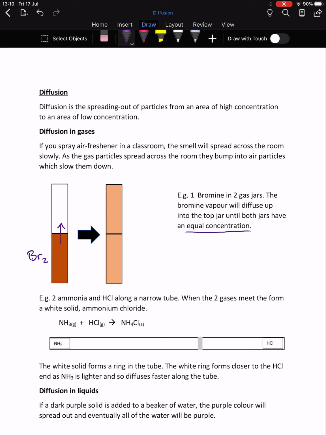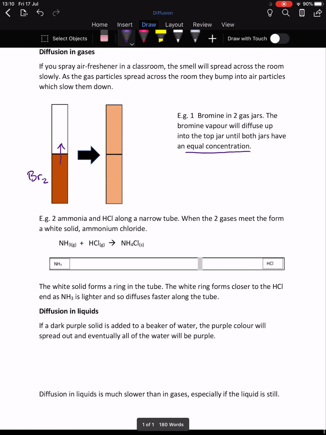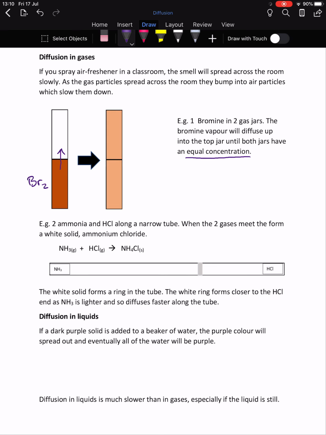Another example is ammonia and HCl along a narrow tube. Now you've probably done this practical with your teacher. When the two gases meet, they form a white solid ammonium chloride, and in the tube this looks like a white ring forming.